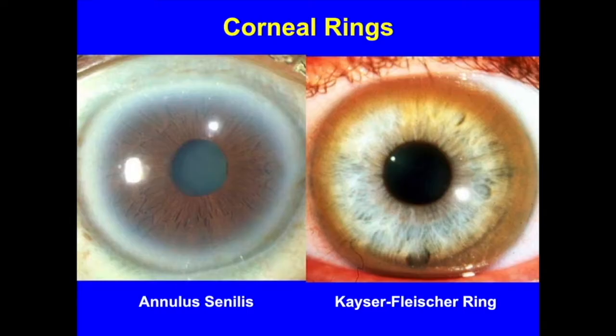Corneal rings. An arcus senilis that extends 360 degrees is called an annulus senilis. Of course, the classic Kayser-Fleischer ring is associated with Wilson's hepatolenticular degeneration. This is copper in Descemet's membrane. Patients may also have copper in the lens capsule, the so-called sunflower cataract.